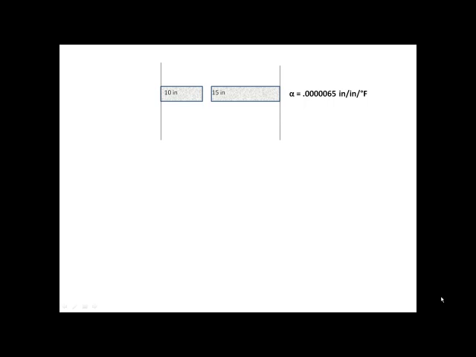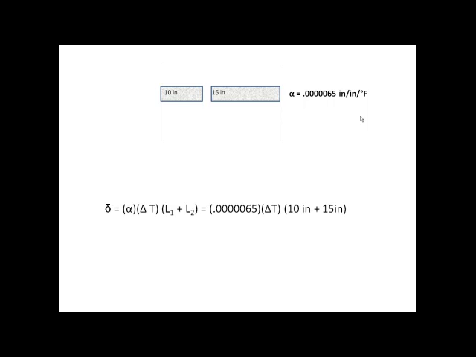This is a thermal deformation problem. So we already know that thermal deformation is equal to alpha times the change in temperature times length. These are two bars made out of the same material, so the alpha in both cases is 0.00065 inches per inch per degree Fahrenheit. In this case, the temperature change that they're going through is the same for both. The lengths are different, but you know the lengths.